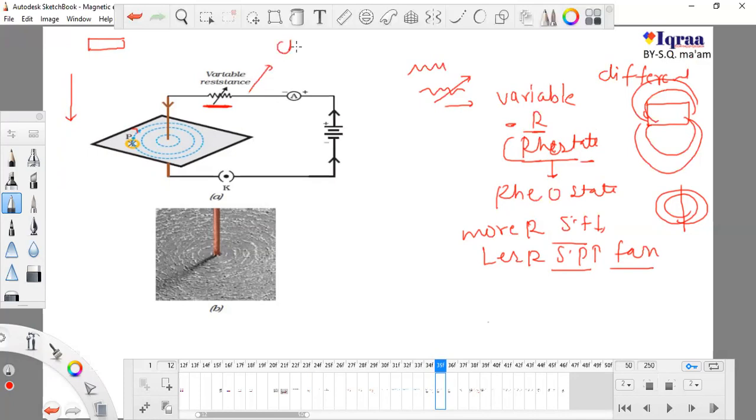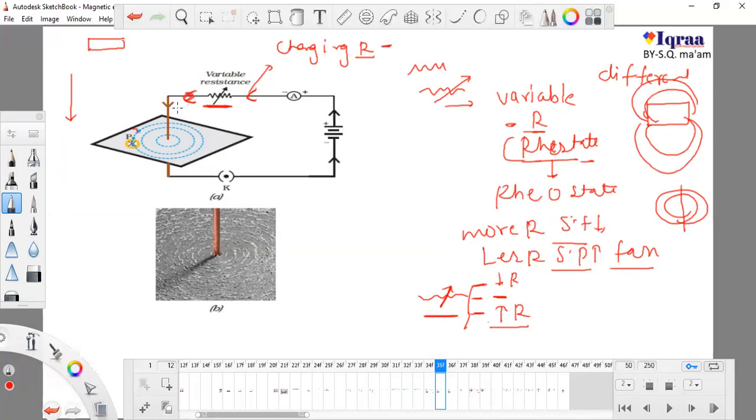What is resistance? Resistance is something which inhibits electricity from flowing. It will not allow electricity to flow easily. So this is resistance, and we can change resistance if there is a rheostat: less resistance, medium resistance, high resistance, very high resistance. Just as you have used your fan, we can change the amount of resistance or inhibition.